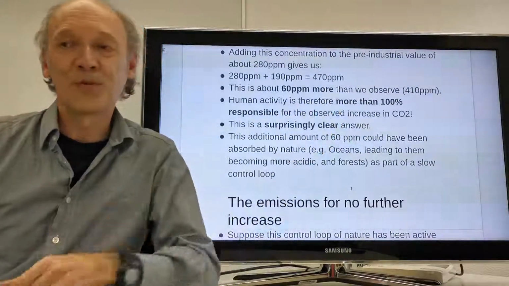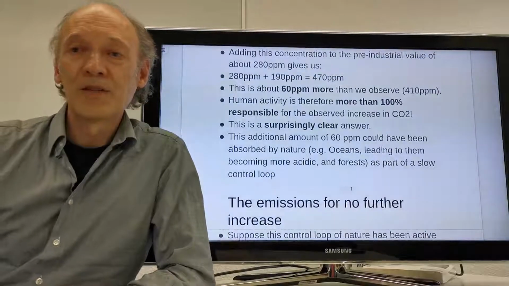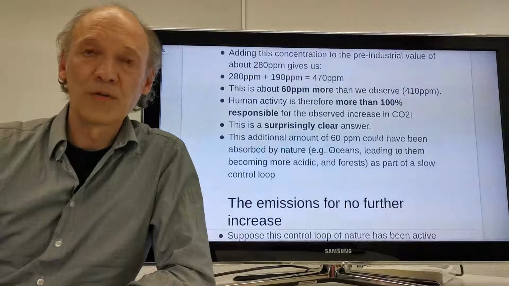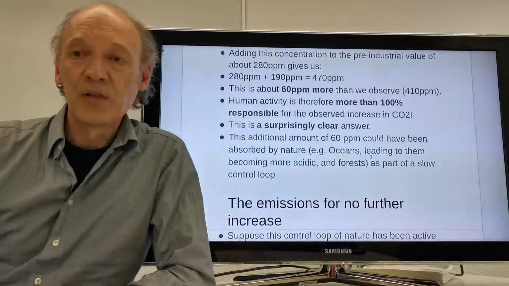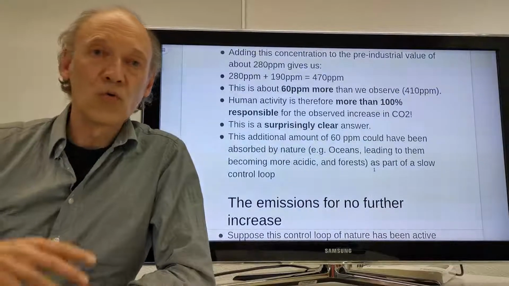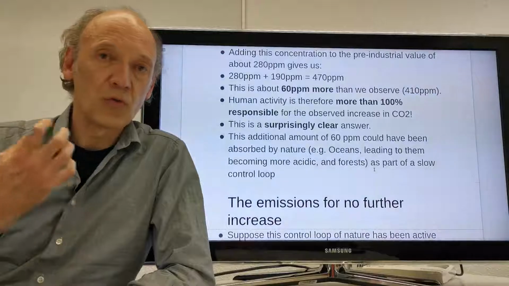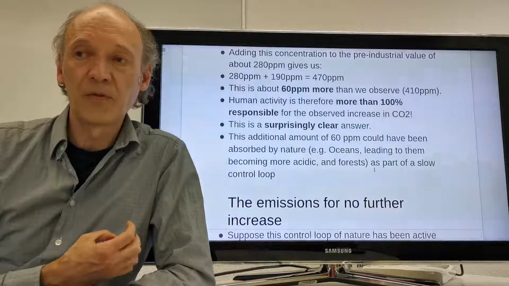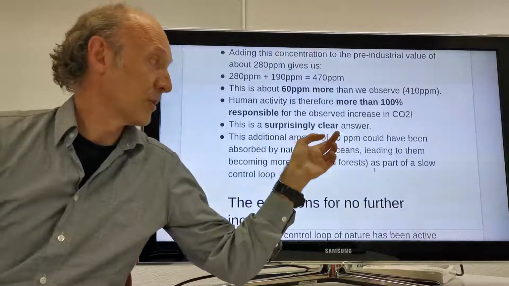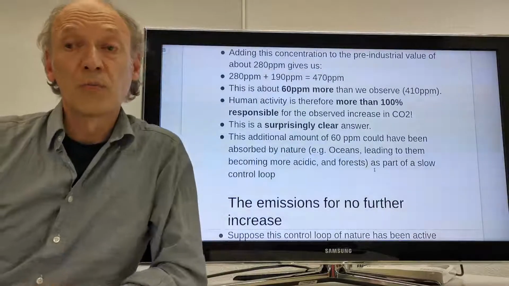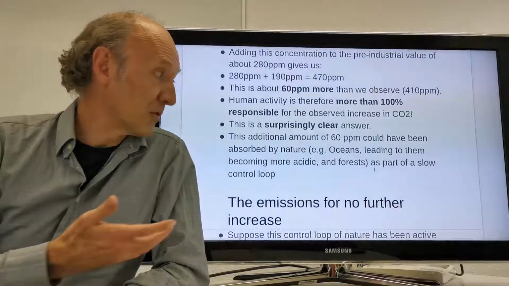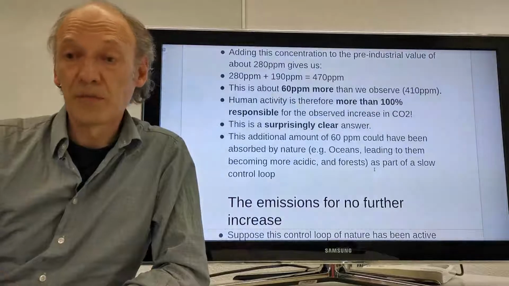More than 100% responsible. So the additional amount of 60 ppm could have been absorbed by nature, for instance oceans, leading to them becoming more acidic, and forests, as part of a slow control loop of nature. Nature tries to absorb those additional CO2, but it can only do so much. So here we find nature can only absorb about 60 ppm since industrialization. So that's actually not that much.